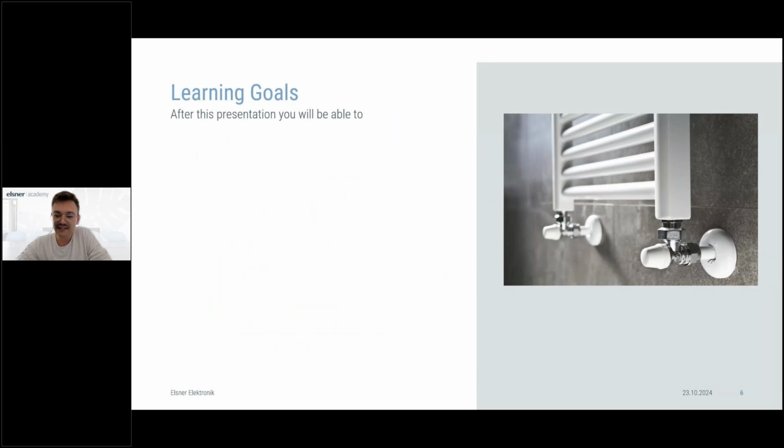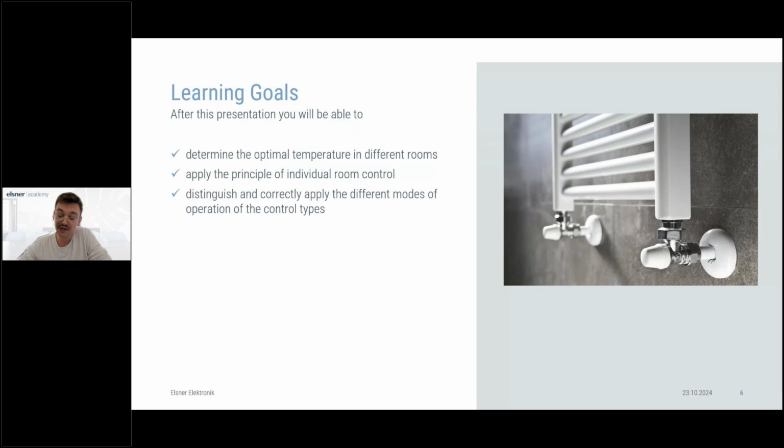All right, let's get into the learning goals for today's webinar. So hopefully after today's webinar, you're going to be able to determine the optimal temperature in different rooms. Also, you will learn how to apply the principle of individual room control in your future or current projects. Next up, you will be able to distinguish and correctly apply the different modes of operation of the different control types. Next up, we're gonna give a quick run through our different room controllers, and you will be able to select the right room controller for your project needs.